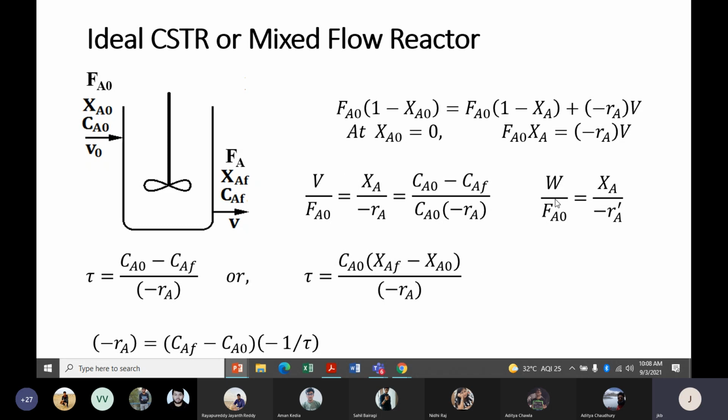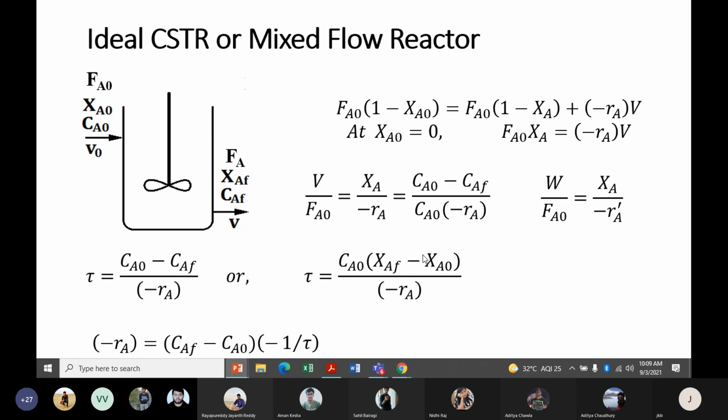Now all these expressions are required because in the problem you will find various types of data, either in the form of conversion or in the form of concentration, in the form of volumetric flow rate or with space time. So many types of problems are there in the book. You have to solve all different types of problems.